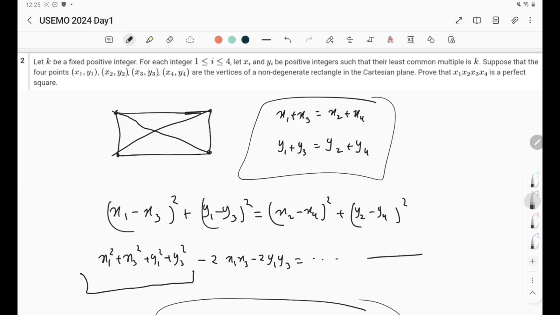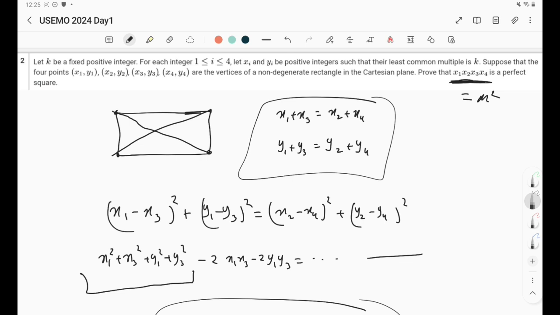The LCM is k. So we know that all these numbers are divisors of k, right? Very nice. And if we just remember what the question is asking us, show that x1, x2, x3, x4 is a perfect square. So we need to show that this product is something like m square, right? Something like a perfect square. So how exactly can we show that the product is a perfect square?